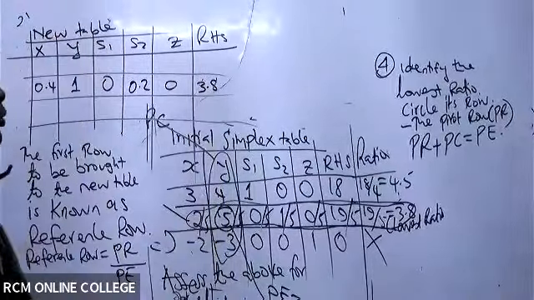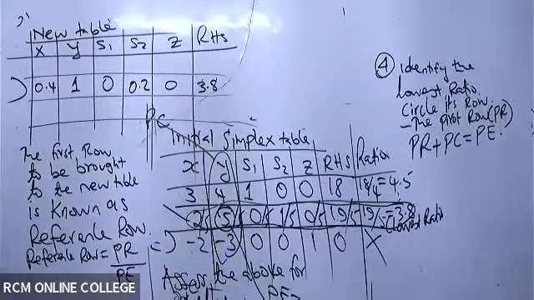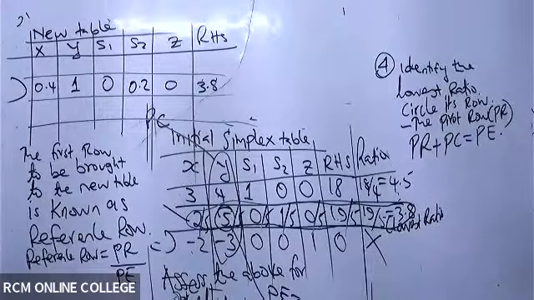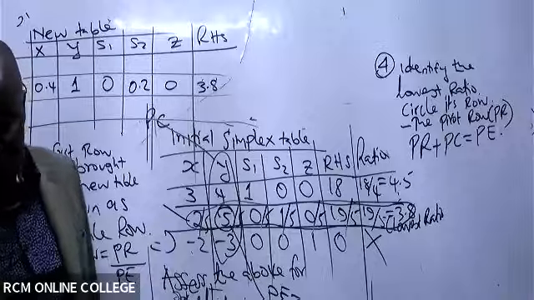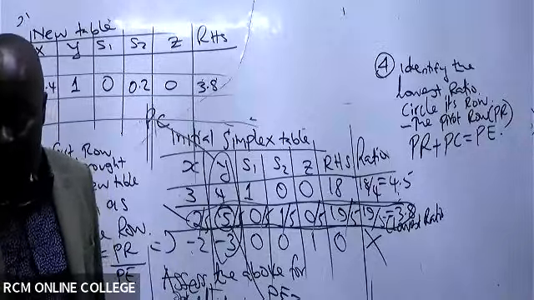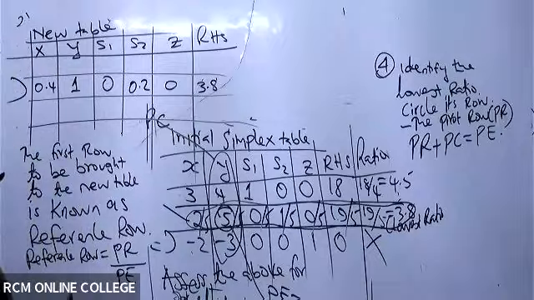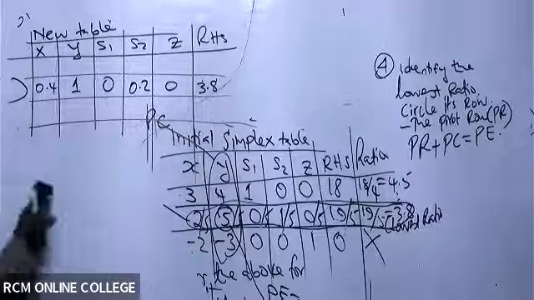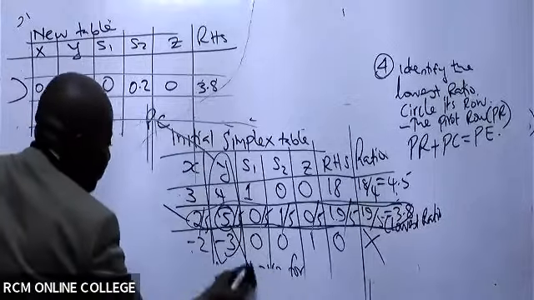Please confirm that you're able to see how I've been able to construct my reference. It's called the reference row. Please confirm whether you've been able to see how I got the reference. Somebody is saying yes. Now then, let's go ahead and get the missing rows. The moment we understand this, we have understood everything.